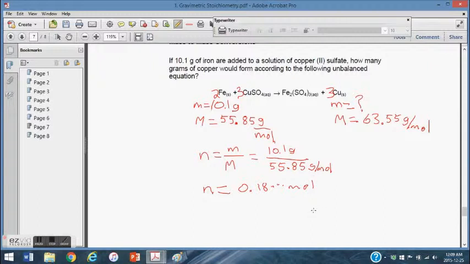So now I'm looking essentially at a mole-to-mole kind of question. I have 0.18 moles of iron. How many moles of copper will be formed? So my moles of copper, start writing this underneath the copper. The number of moles of copper is going to equal this number here, 0.18 moles.